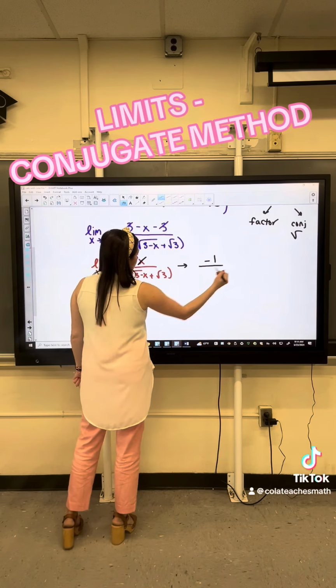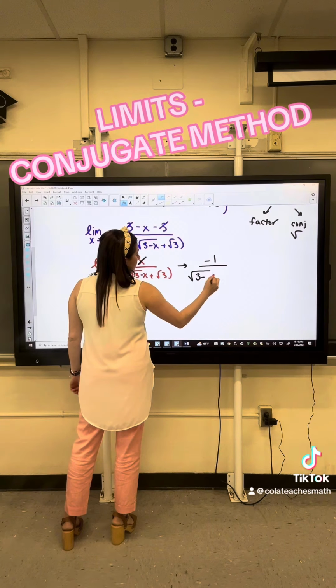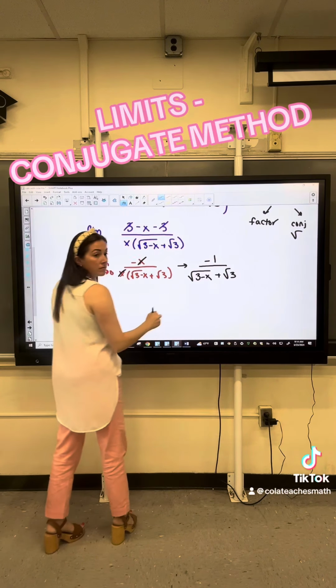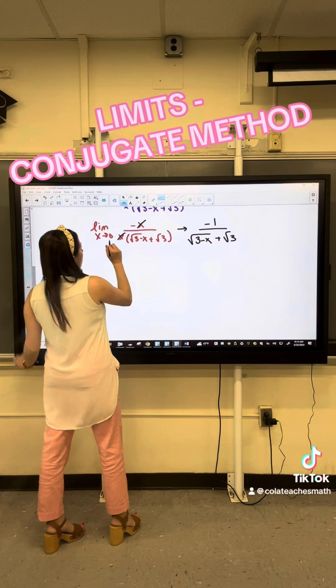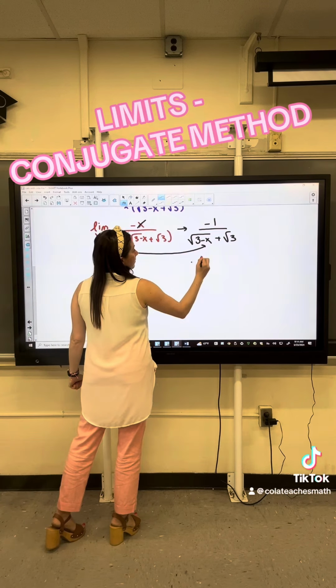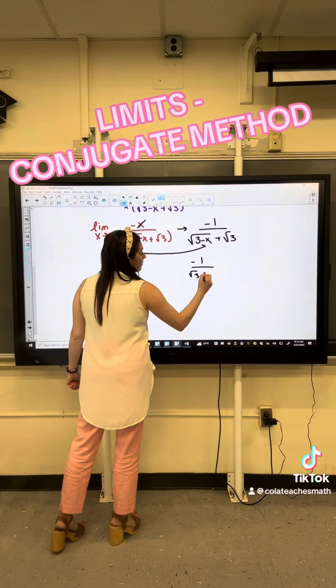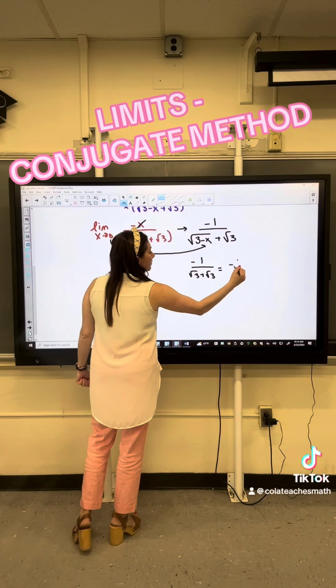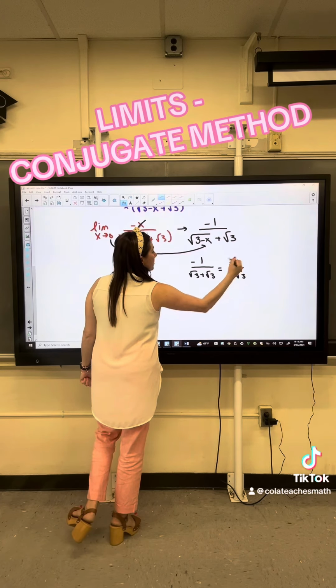You have to keep the negative 1 on top. You can't magically bring the denominator up, and you're left with negative 1 over rad 3 minus x plus rad 3. Now you try again. Replace x with 0, and when I do that, I'm going to get negative 1 over rad 3 plus rad 3, which is negative 1 over 2 rad 3.